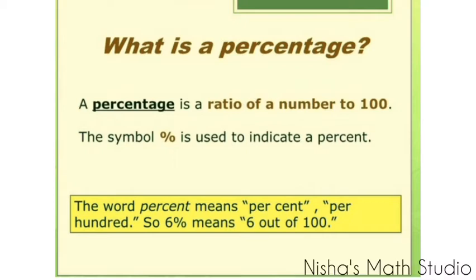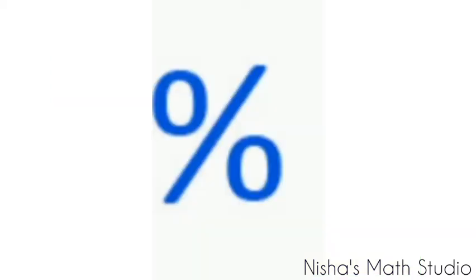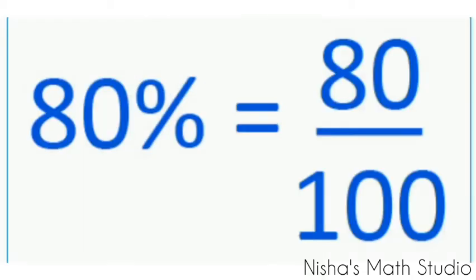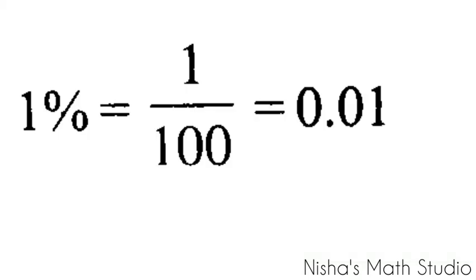A percentage is a ratio of a number to 100. That is, they are the numerators of fractions with denominator 100. The word percent means per 100. So 6% means 6 out of 100. This is the symbol of percentage. Now if we write 80%, it simply means 80 by 100. In other words, 1% can be written as a fraction as 1 by 100 and as a decimal as 0.01.